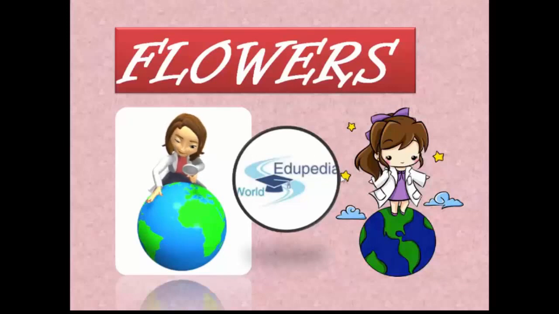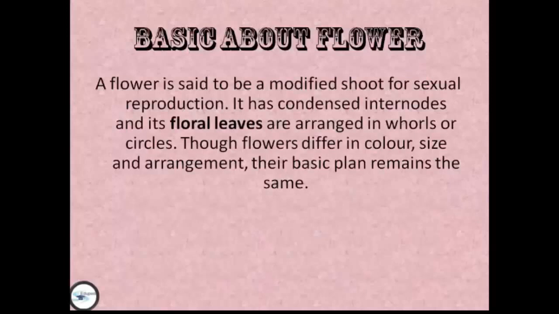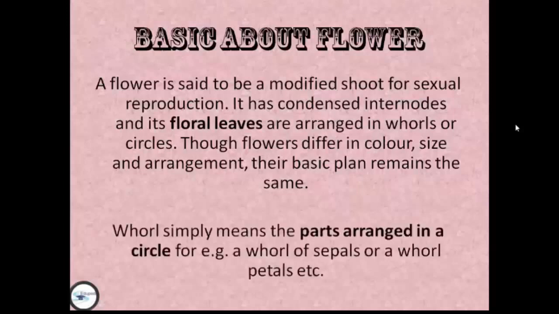The knowledge you need to learn about flowers. A flower is said to be a modified shoot for sexual reproduction. It has condensed internodes, and its floral leaves are arranged in whorls or circles. Though flowers differ in color, size, and arrangement, their basic plan remains the same. Whorl simply means the parts arranged in a circle. For example, we have the whorl of sepals or a whorl of petals, and so on.